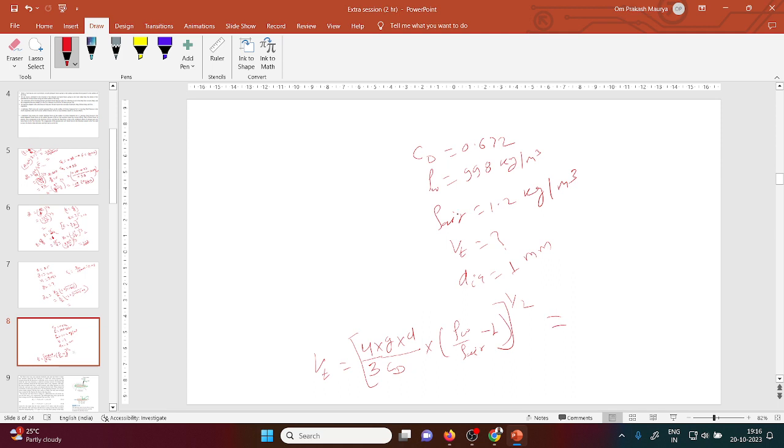So if you put all the data, you will get, I think, let me check. 4 into 9.81 into 0.001, divided by 3 into CD, which is 0.672, into 998 divided by 1.2 minus 1, to the whole power 0.5. So I think it is 4.02. Yes, sir.